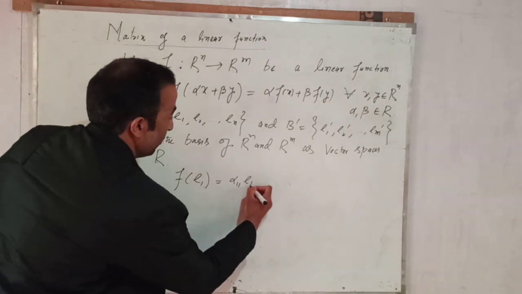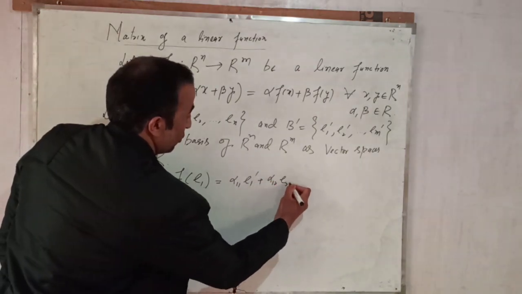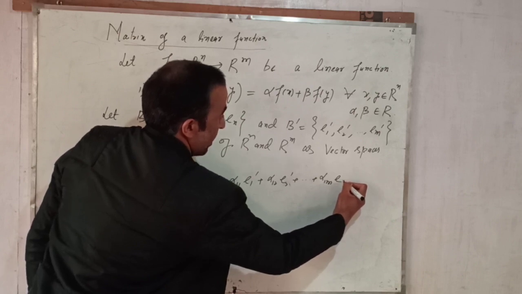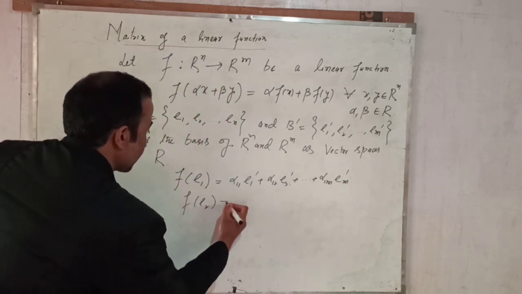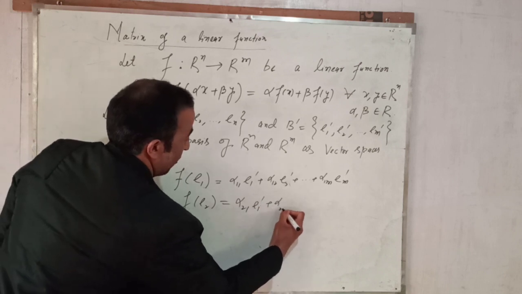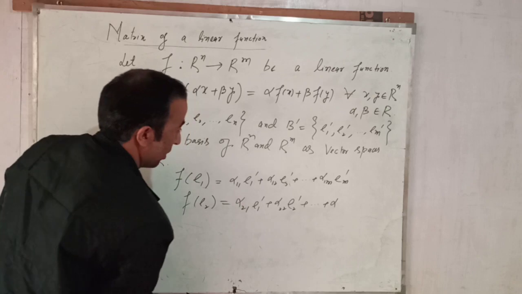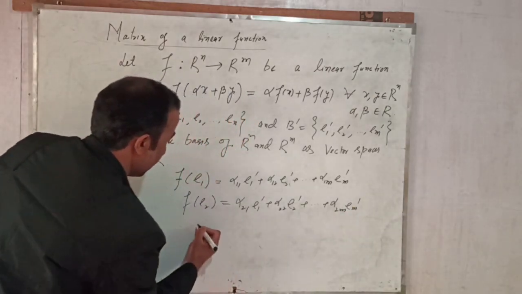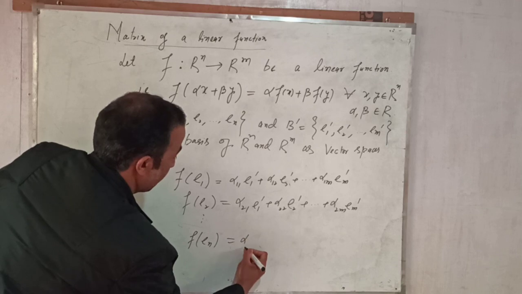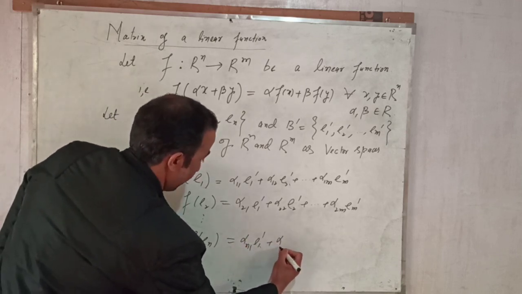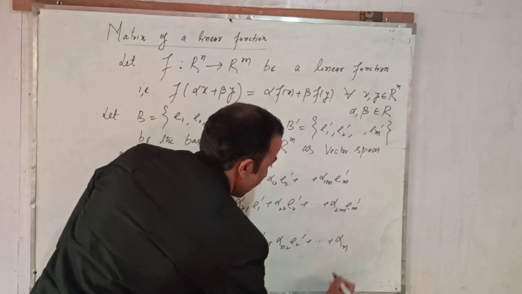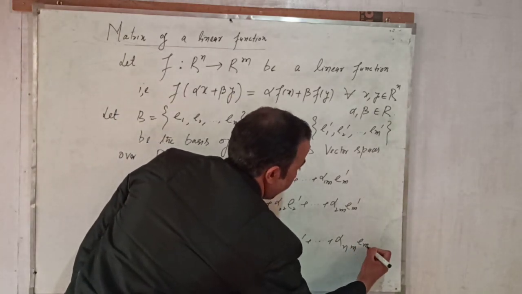Means I can write this as alpha 11 e1 dash plus alpha 12 e2 dash plus so on plus alpha 1m em dash. f of e2 is equal to alpha 21 e1 dash plus alpha 22 e2 dash plus so on plus alpha 2m em dash, then so on, then f of the last vector en will be alpha n1 e1 dash plus alpha n2 e2 dash plus so on plus alpha nm em dash.